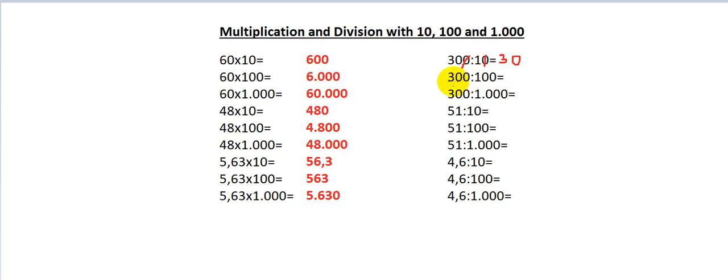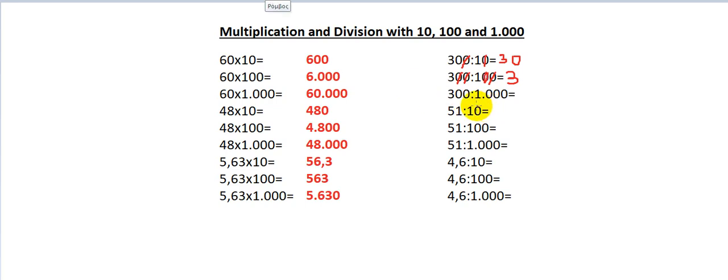Here, the dividend and the divisor have the same number of zeros, so I can go 1 here, 1 here, 1 here, cross that out, and 1 here. And what I'm left with is 3. Again, I could have done the decimal just moving it to the left two places, but I don't have to.